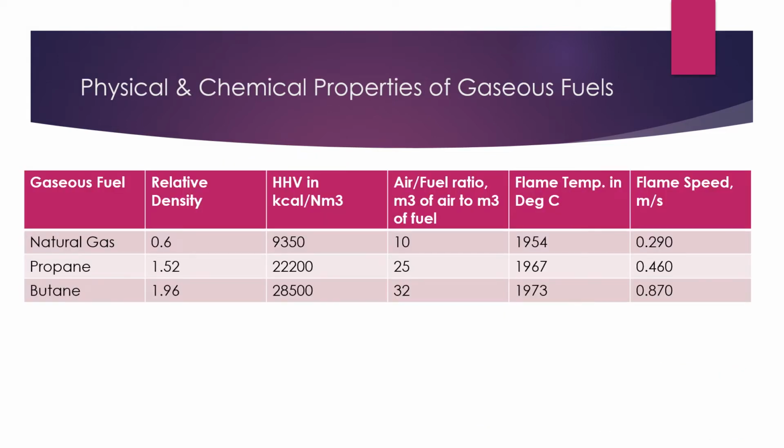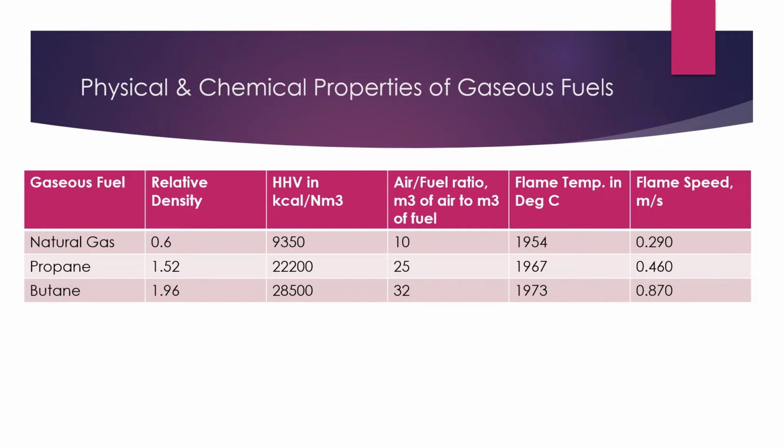Now, let us discuss about the physical and chemical properties of gaseous fuels. In the table, we have mentioned about the different physical and chemical properties of natural gas, propane, and butane. From the table, we can see that the relative density of natural gas is the least among the three gases. That means it is the lighter gas among the three. The heating value of butane is the highest among the three. The air to fuel ratio is highest in case of butane.